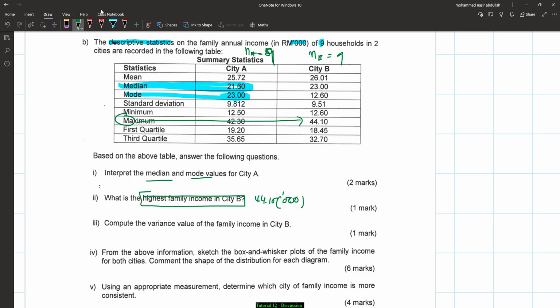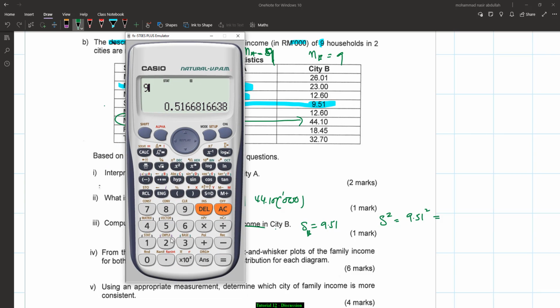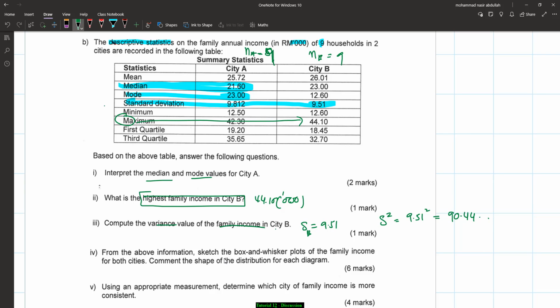Right. Compute the variance of the family income in CTB. So variance will be the square of the standard deviation. The standard deviation for CTB is 9.51. So the variance will be 9.51 squared. So, take the calculator, 9.51 squared. It should be 90.44. Right?